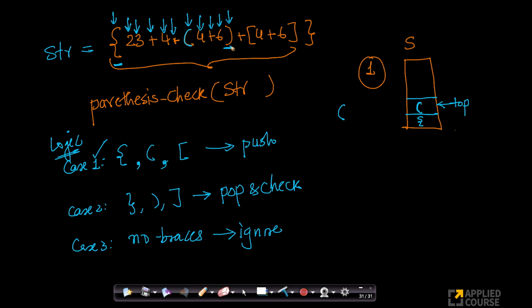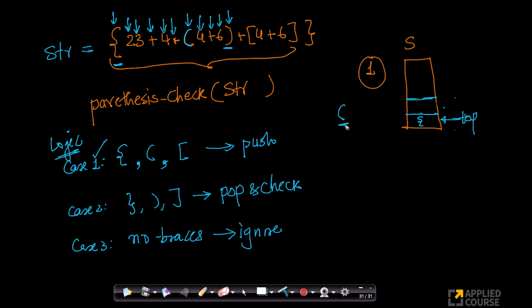What is the current item? The moment I pop it, what happens? This is no more there. My top now changes to this. I've popped this from the array.